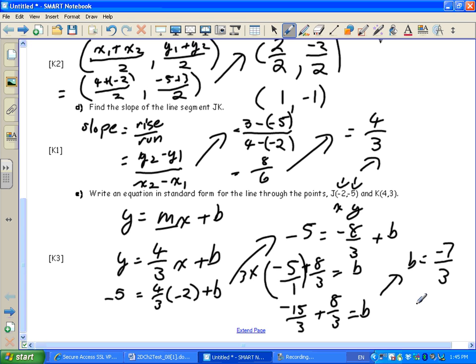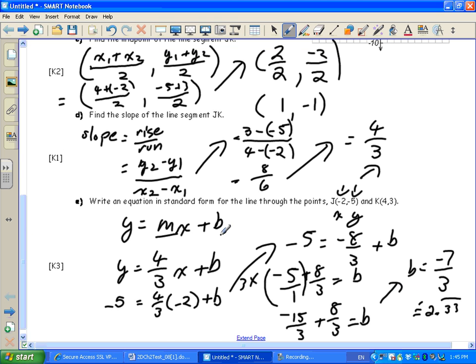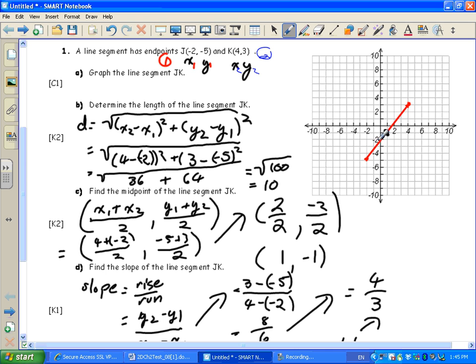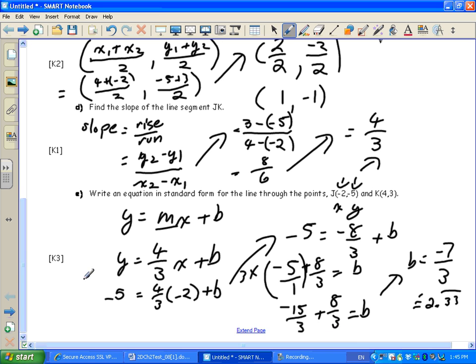Now let's try to make sense of that. That's a fraction. What is that as a decimal? That would be 3 repeated. So let's take a look. It's negative 2.333 repeated. Yeah, we're probably around 2 1/3 on our y-intercept. That's the first page of this test.